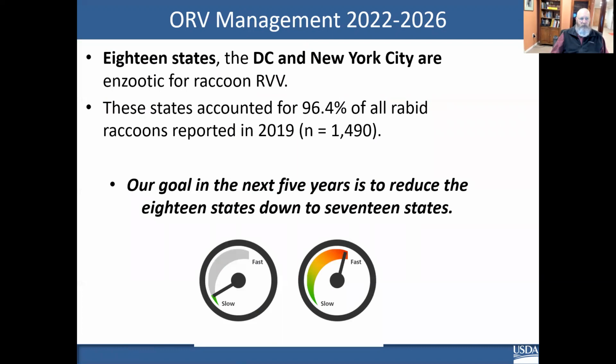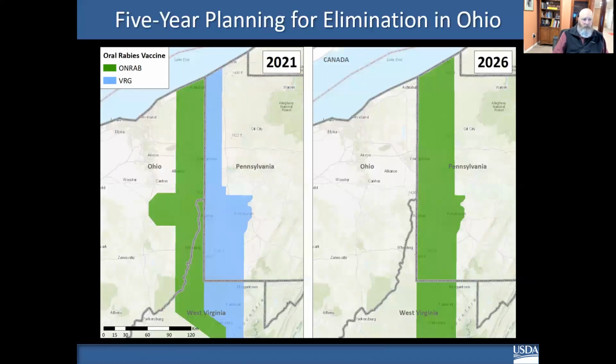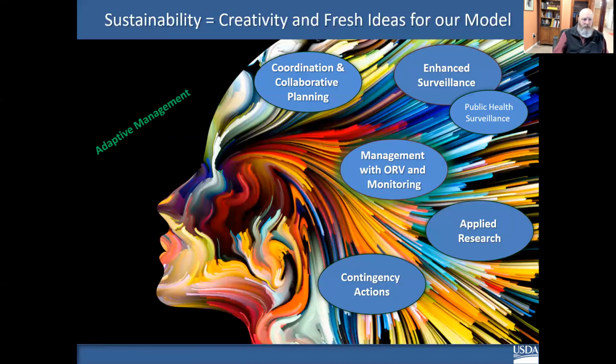One of the things we know we have to do is continue to show progress. And so our goal in the next 5 years is to go from 18 states that are enzootic with raccoon rabies to 17 states, and essentially move the zone all the way out of Ohio and continue to work in Pennsylvania. So we hope we can do that. We think we can. We're going to continue to look to do that adaptive management and look for that sustainability, which I think requires some creativity and fresh ideas for our model.